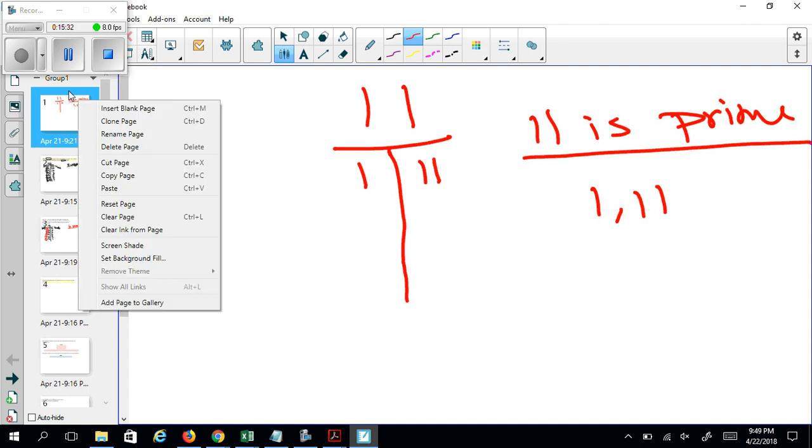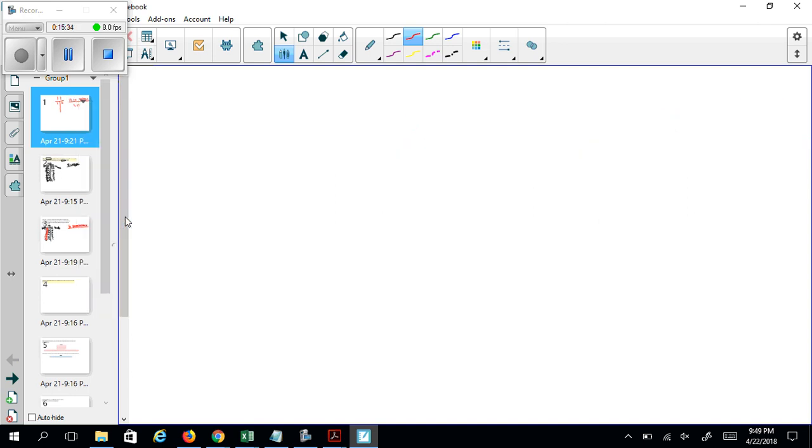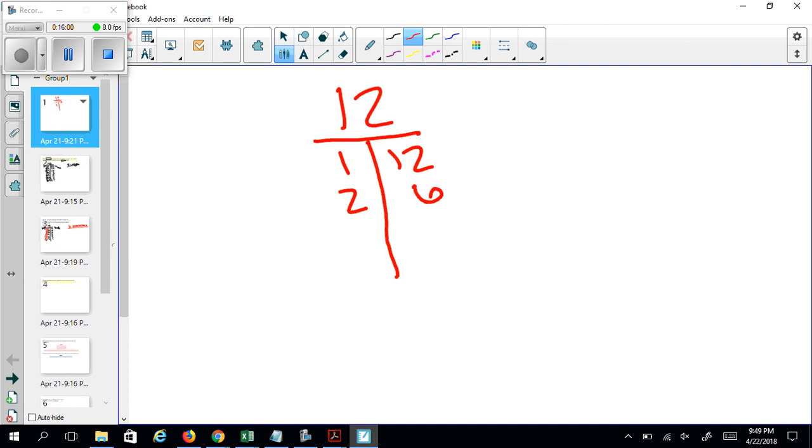Okay? So let's take a look at a different number. Let's say we're going to look at the number 12. Now, for 12, we know that 1 and 12 work. And we did this number earlier. So, does 2 work as a factor of 12? So, 2 times something equaling 12. Yes, it does. So, 2 and 6.